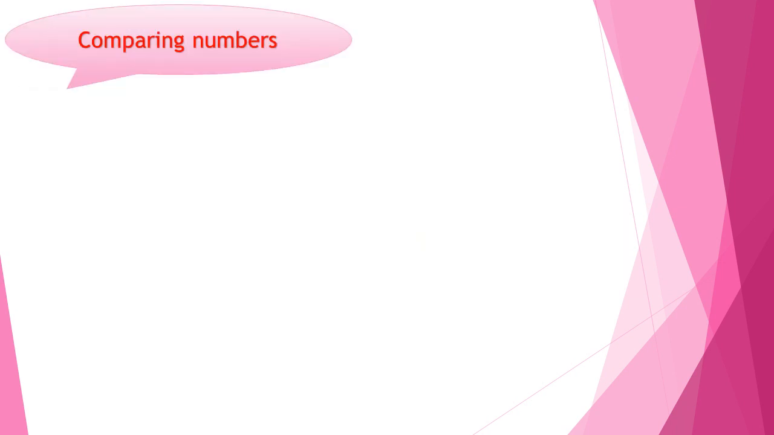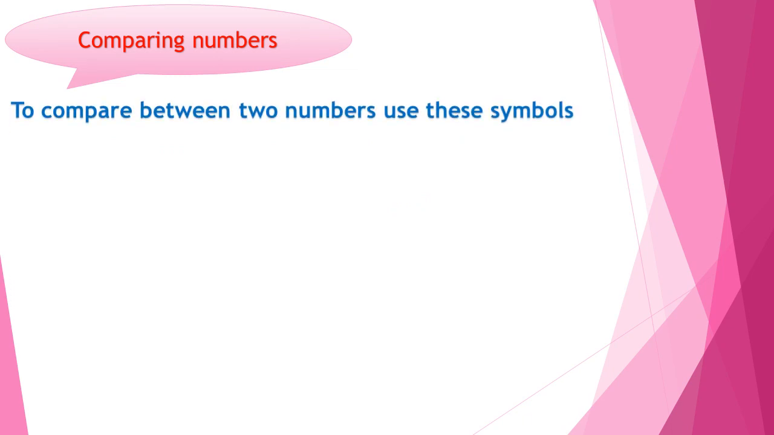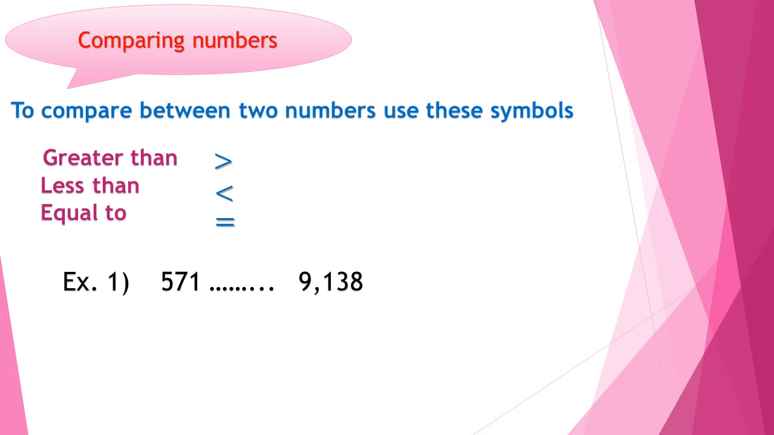Now comparing numbers. To compare between two numbers, use these symbols: greater than, less than, and equal to. For example, number 1, to compare between two numbers, first count the digits of each number. We have here 3 digits, and here we have 4 digits. Then, which is the greatest, 3 digits or 4 digits? Yes, 4 digits. Then, 571 is less than 9,138.